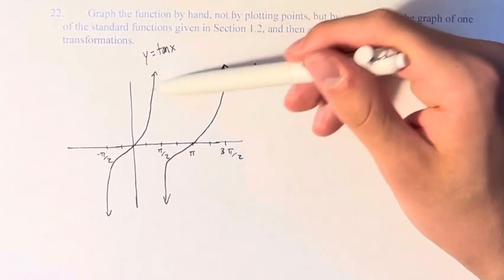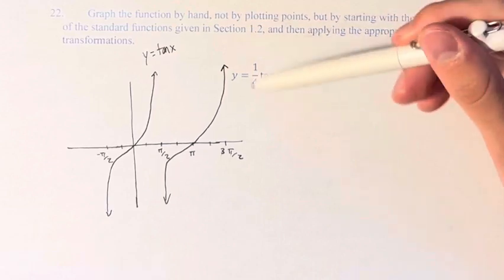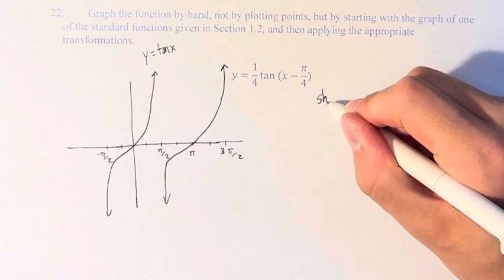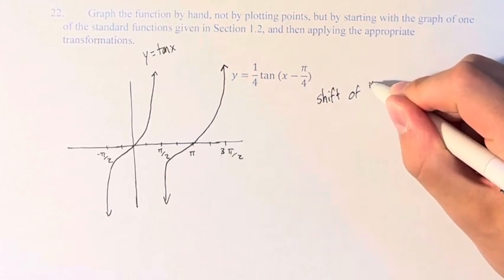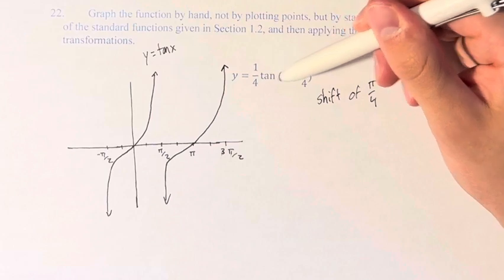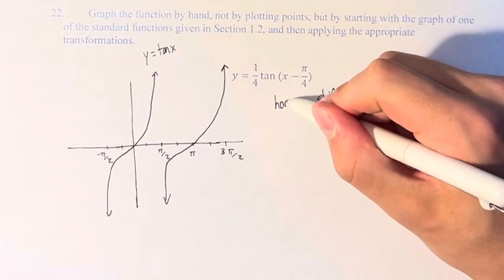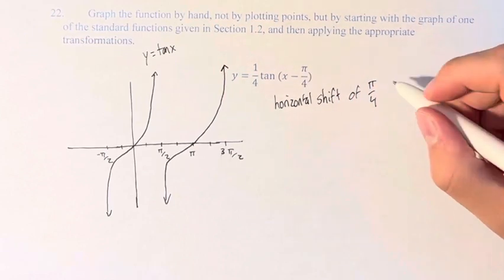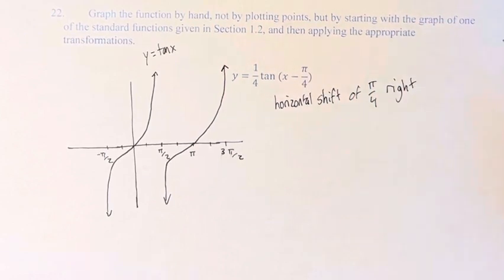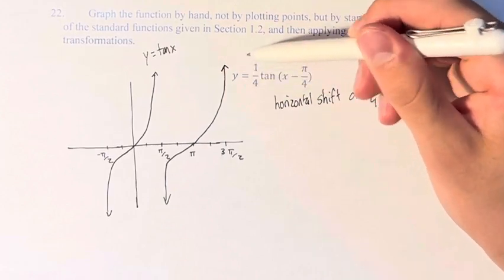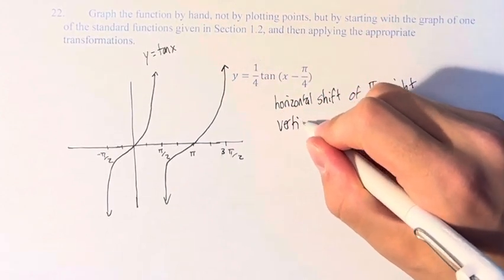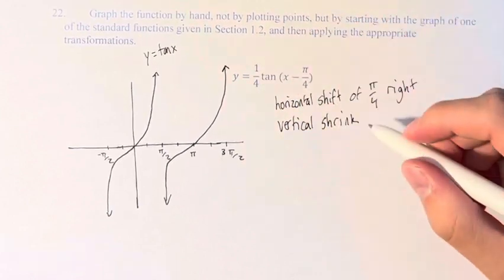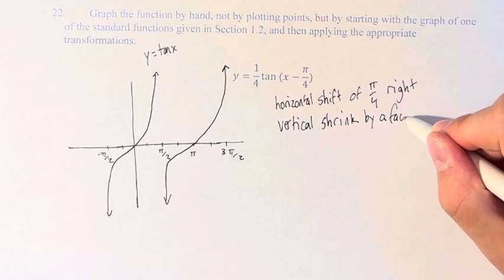Based off of our original function, we have two transformations that we need to do. This minus pi over 4, this is a shift of pi over 4. Since it's being done within the tangent, it's horizontal, and it's being done by subtraction, therefore it's to the right. Once we do that, we can then do this, which is a vertical shrink, since it is a fraction, by a factor of 4.